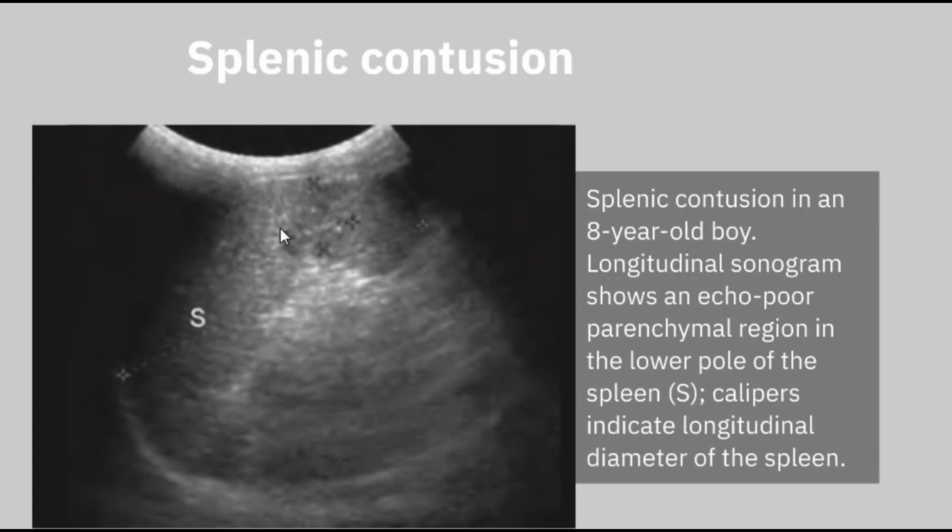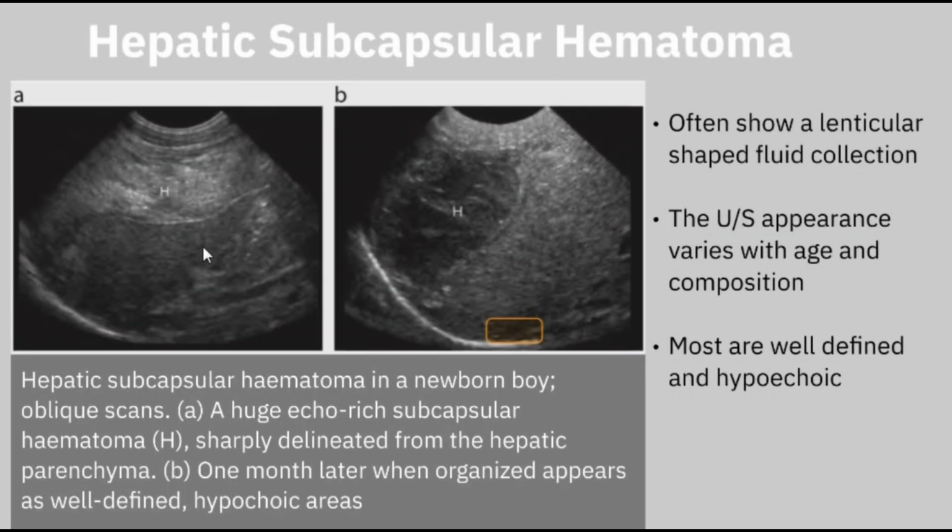Now, splenic contusion, we can see an echo-poor parenchymal region, a hypoechoic area. It's not like the rest of the spleen. This indicates that there's splenic contusion. So about subcapsular hematoma, of course, this depends on the age of the hematoma. It will be highly echogenic or hyperechoic in the acute setting, but in the chronic phase, we can see the area of hypoechoic.